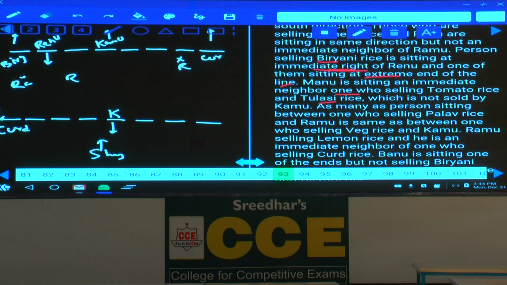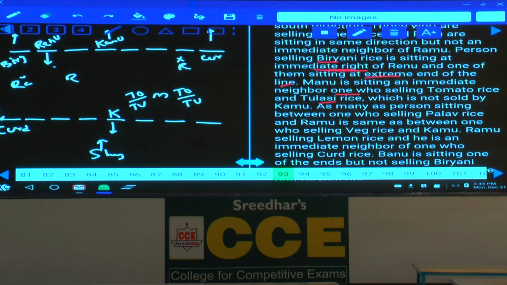Then the person selling biryani rice is seated to the immediate right of Renu, and one of them is seated at the extreme ends of the line. Manu is sitting at the immediate neighbor of the one who is selling tomato rice. Manu is to the immediate right of the one, and tomato and tulsi rice, hence this Manu is here. Then tomato or tulsi, or tomato and tulsi must be here. Hence these three must be together.